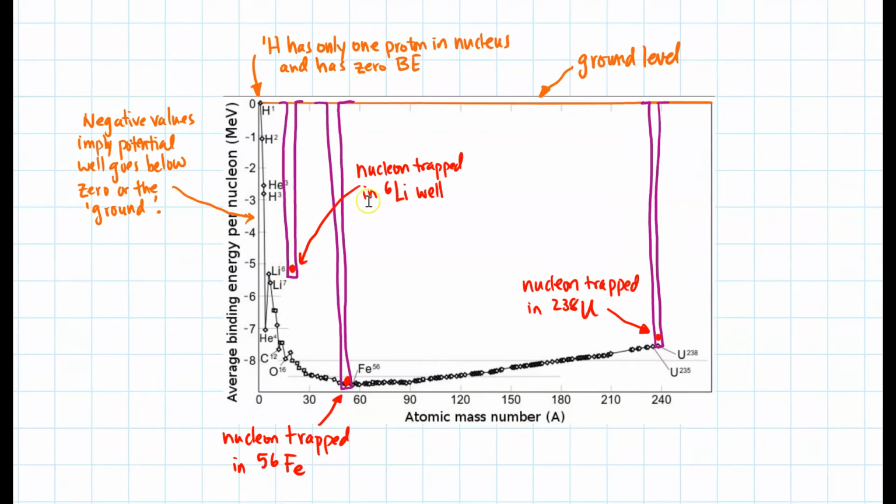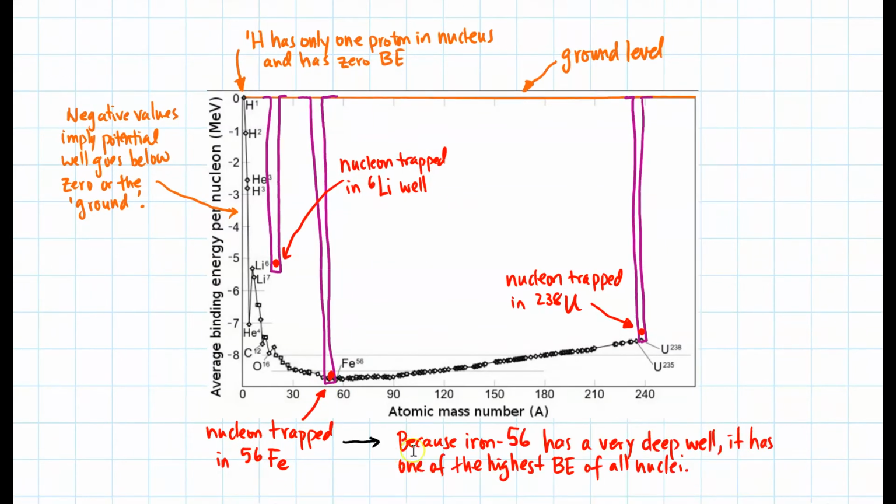This well tells us that a nucleon trapped in lithium-6 has less binding energy than a nucleon trapped in uranium-238. Why? Because uranium-238 is a deeper well than the lithium one. But the strongest potential well is that for iron-56 because it's deepest. Therefore, because iron-56 has a very deep well, it has one of the highest binding energies of all nuclei.